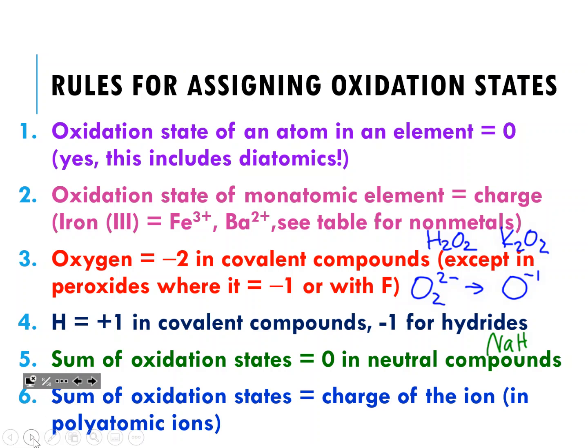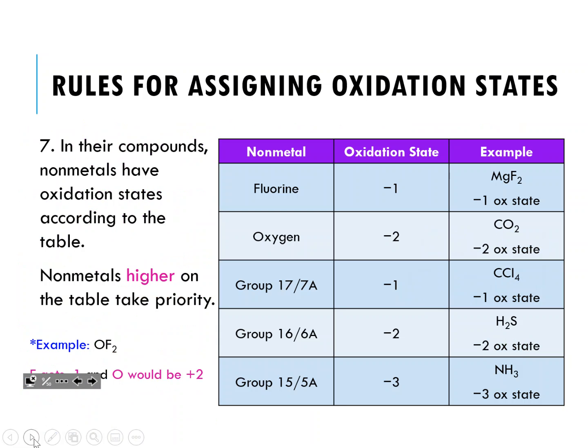Now for the nonmetals. Nonmetals follow this priority chart here. Nonmetals higher on the table take priority, and that's based off of electronegativity, really. Fluorine is the most electronegative, so it's going to be assigned the negative first. Oxygen's then the next most electronegative element, so then it gets assigned the negative. Halogens are more electronegative than the oxygen group, and the oxygen group is more electronegative than the nitrogen group, and so forth.